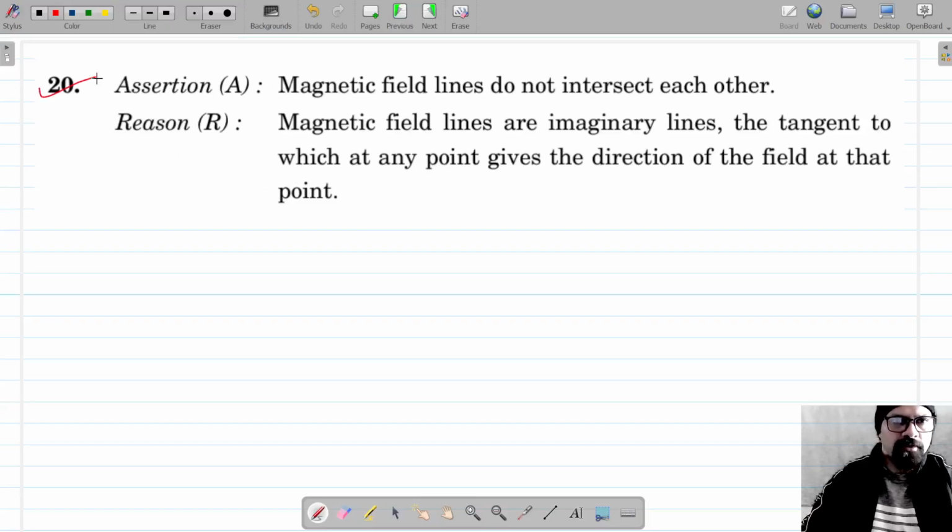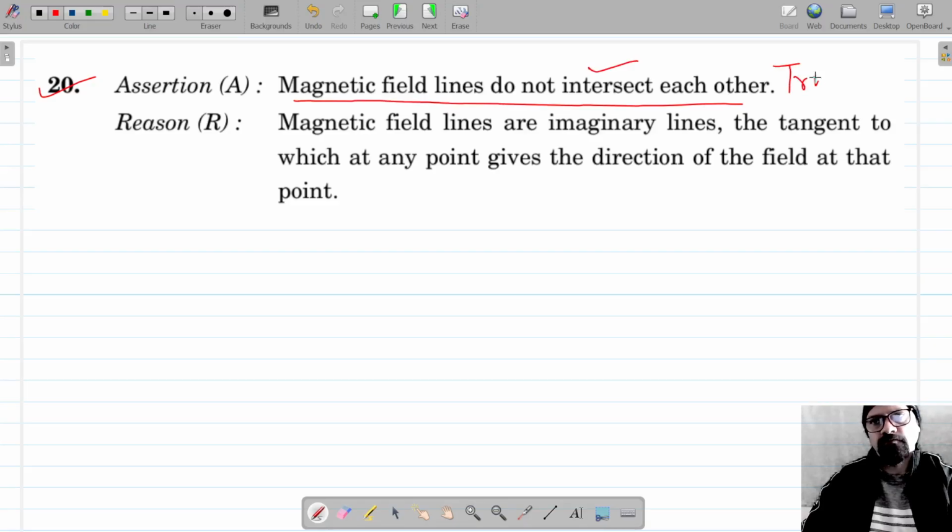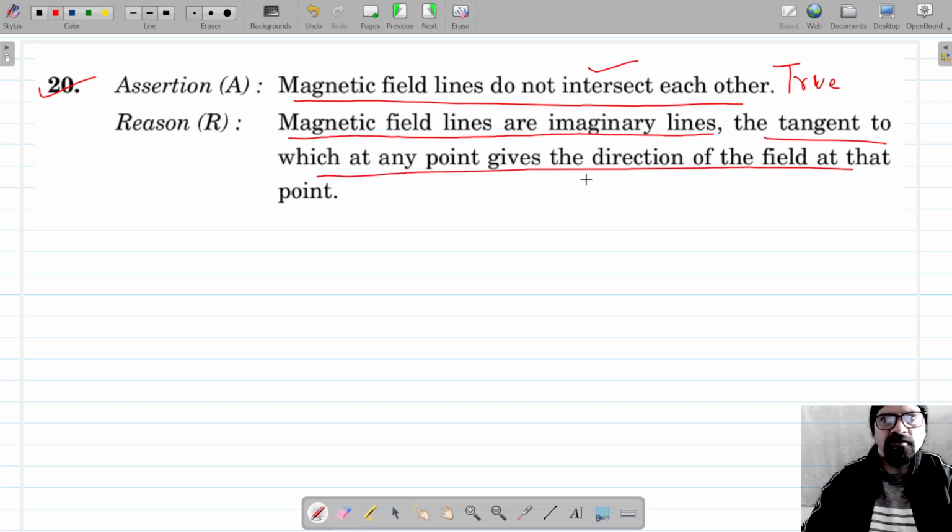Okay, for question number 20, the assertion is that magnetic field lines do not intersect each other, which is true. No two magnetic field lines intersect each other. Now, the reason: magnetic field lines are imaginary lines, the tangent to which at any point gives the direction of the magnetic field at that point. This is also true, but not the correct explanation.